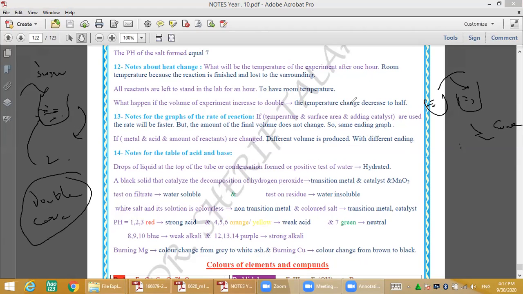So concentration: you are adding solid or liquid. For the solid, double, the reaction is double. Solvent double, the reaction will be half.